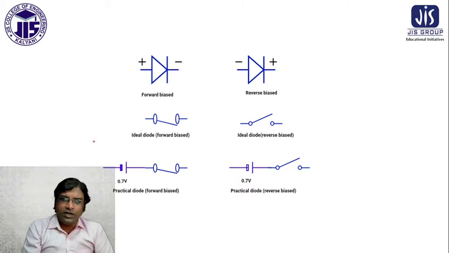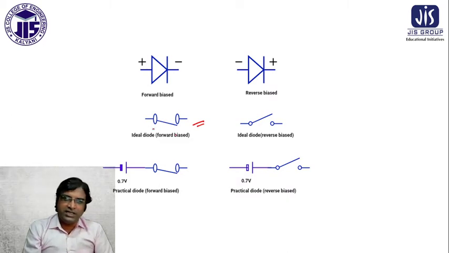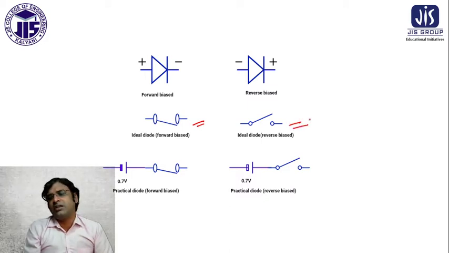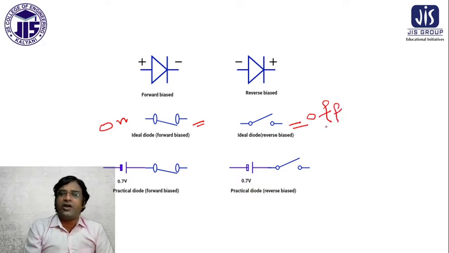Basically, in the case of forward bias, we can represent the diode as a switch, a switch that is on. This is the on condition, and in the reverse bias we can say the diode is in the off condition. On condition and off condition.